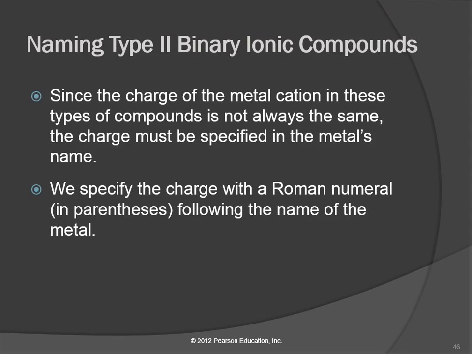Type 2 binary compounds. These are the metals that are not in groups 1A, 2A, 3A, zinc, or silver. We don't know what the charge is from the periodic table, so we have to tell each other. And we use Roman numerals to tell each other. So just a quick review of Roman numerals.